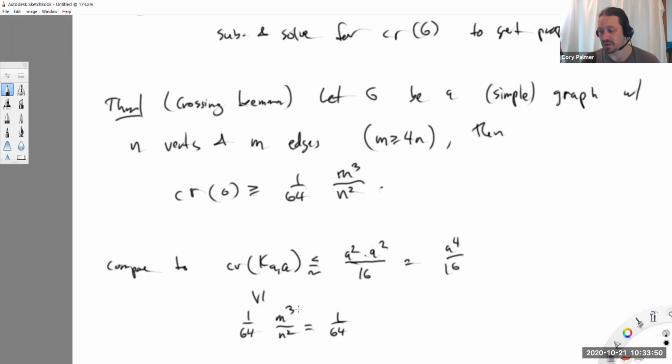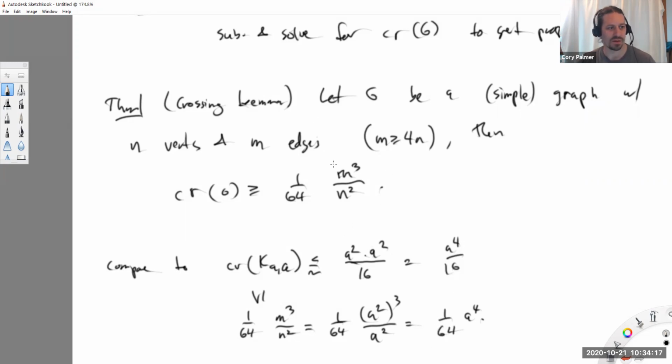How many edges are in a K_{a,a}? a squared. So it's a squared cubed, and then over how many vertices? a, and then squared. This comes out to be 1 over 64 a to the 4th. So the order of magnitude matches, right? They both say it's about a to the 4th many crossings. This is over 16 as my upper bound and over 64 as a lower bound, so there's a gap in constants there.